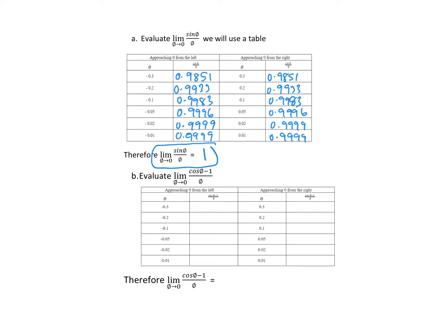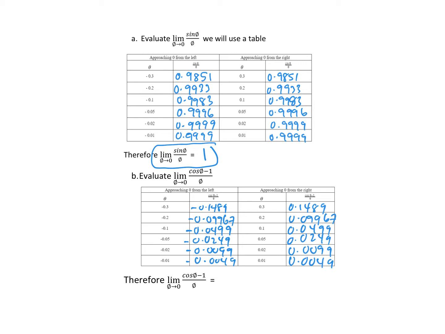We're also going to look at the limit of cosine theta minus 1 divided by theta. Same thing, we'll pick some values, approaching 0 from the left and the right, and let's see what we get. It looks like as we get close to 0 from the left, we're getting close to a value of 0. Do the same thing on the right side and see if we get the same result. It looks like as we approach from the left side and the right side, we're getting close to 0. So we can say that the limiting value as theta approaches 0 of cos theta minus 1 divided by theta is 0.